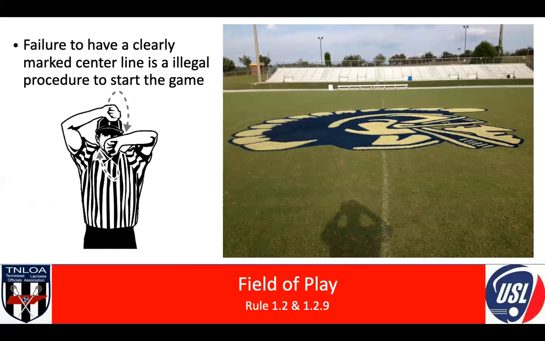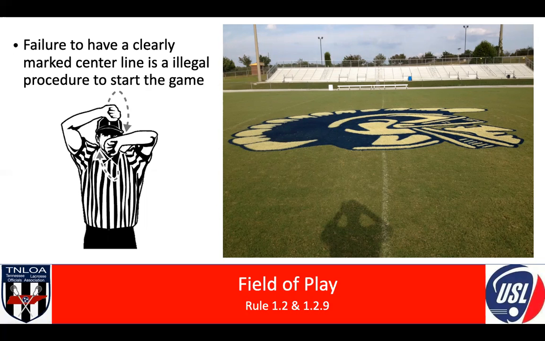So this is a big one. Failure to have a clearly marked center line is an illegal procedure at the start of a game. This picture is a great example of an illegal center field marking. They must have a shadow line running through midfield. Father Ryan's field is a good example of this. They have a shadow line. It's just very, very faint.